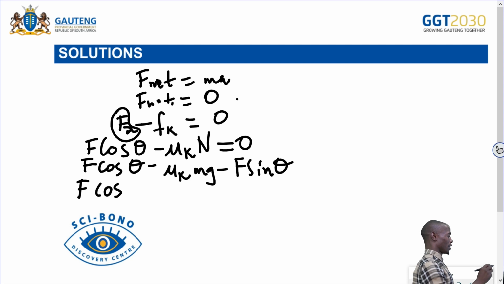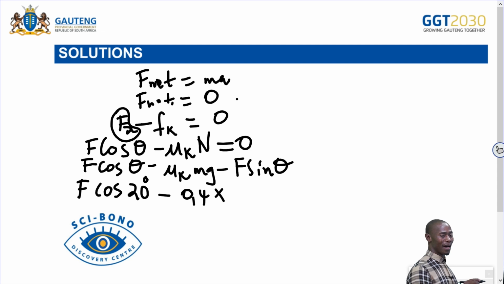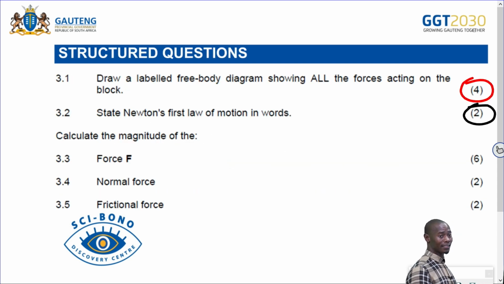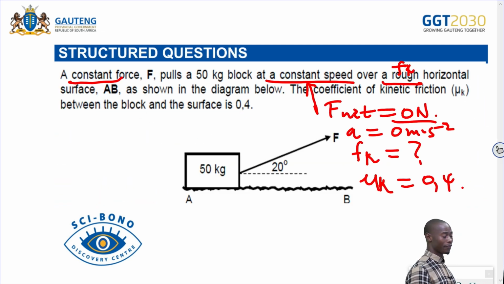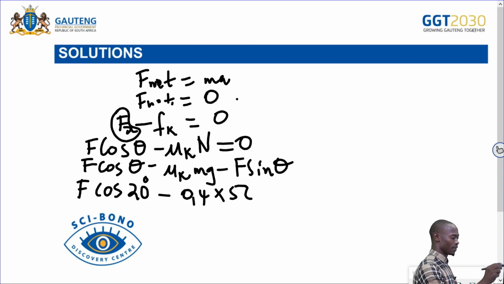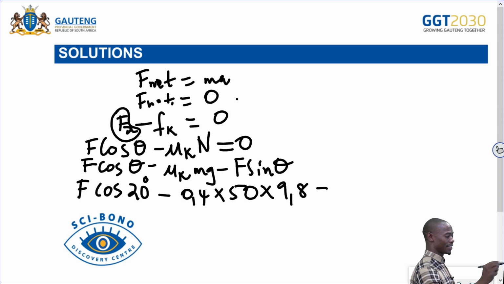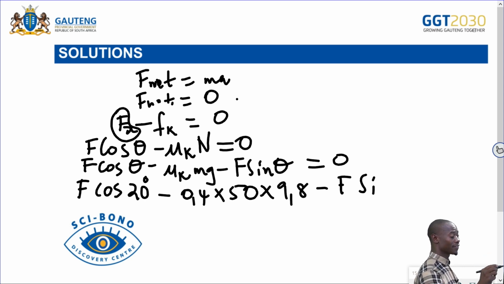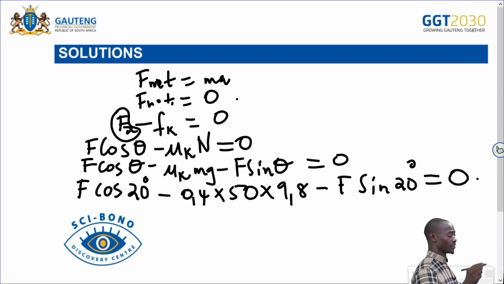Okay, so F cos 20 minus mu k, which is 0.4, times what is the mass? Let's check the mass. It's 50. Yeah? So the mass is 50 times 9.8, right? Minus F sine 20 degrees. And this is equal to what? 0.